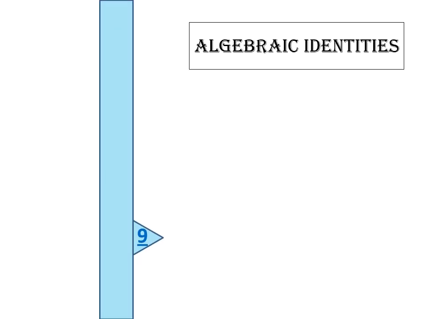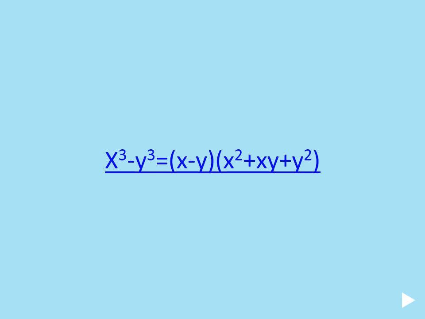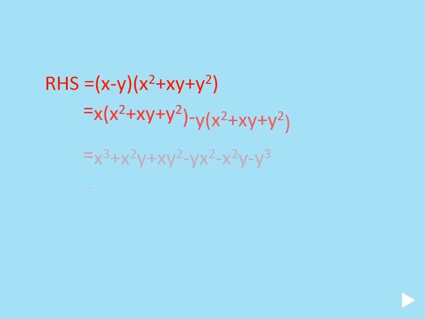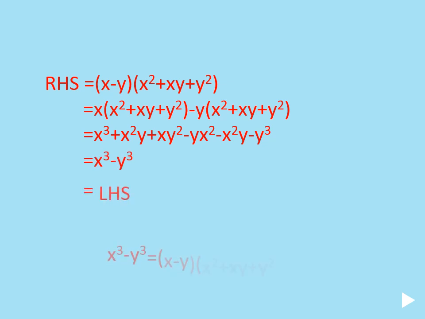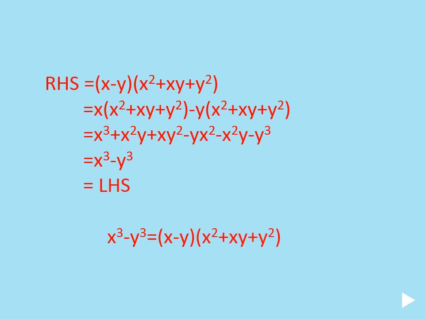Let us see what it is. x cube minus y cube equal to (x minus y) into (x square plus xy plus y square). So this time also, how can we prove it? Take the RHS first. (x minus y) into (x square plus xy plus y square). Expand each bracket: x into x square plus xy plus y square, minus y into x square plus xy plus y square. Each term is to be expanded. So what is the answer? We are getting x cube plus x square y plus xy square minus yx square minus x square y minus y cube.